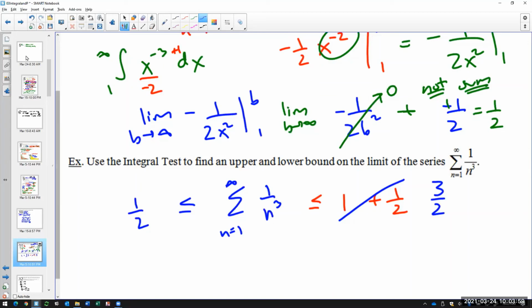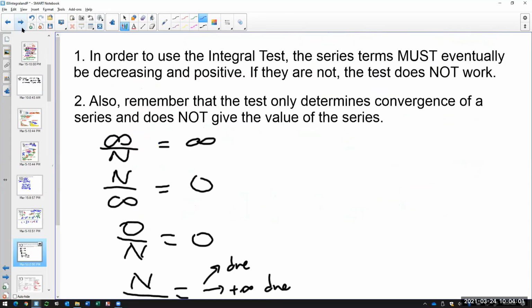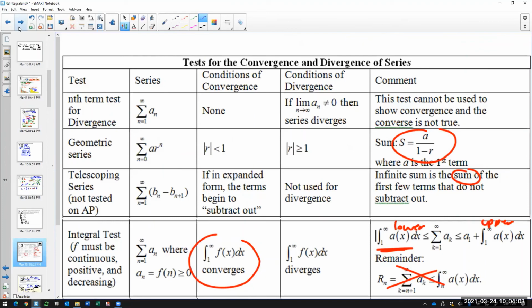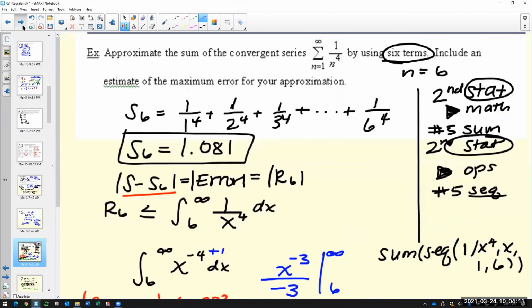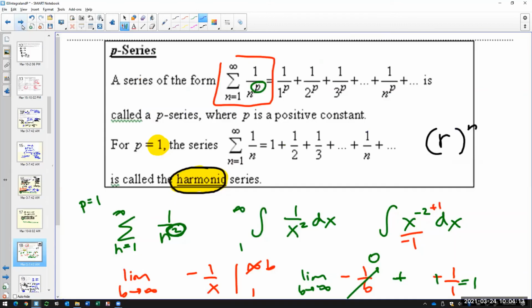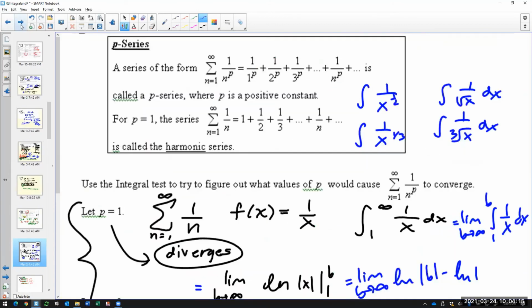Now we're going to go to P series. What P series is, it basically is a special integral test. So let me move to the P series. What P series says is, first, I'm just going to help you fill out your P series.